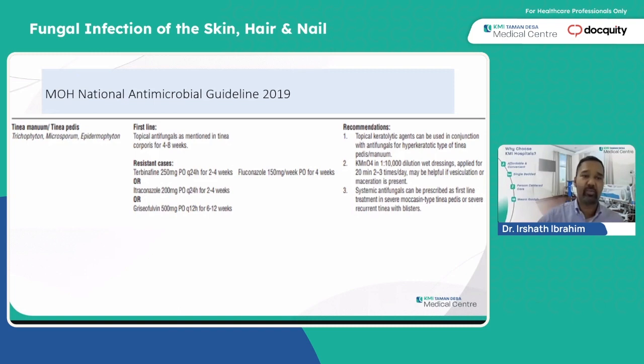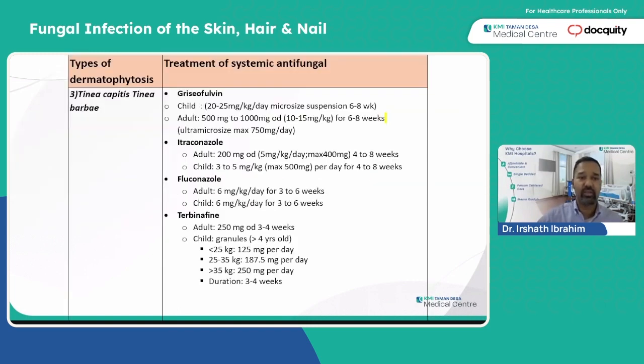And capitis and barbae. For capitis, or barbae, the first choice would be griseofulvin. The dose is increased. For children, 20 to 25 milligram per kg per day, microsize suspension, 6 to 8 weeks. Our guidelines mention a bit longer, up to 6 to 12 weeks. For adults, 500 to 1000 milligram daily is the dose, 10 to 15 milligram per kg for 6 to 8 weeks, unless you're using ultramicrosize, which is 750 milligram per day. So this will be the first choice.